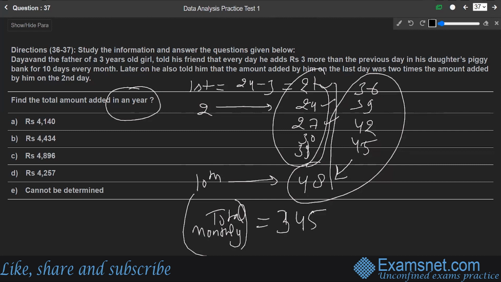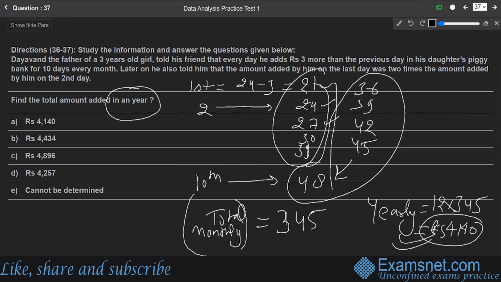And he's saying what is the amount added in a year. So if the monthly amount is 345, the yearly amount will be simply 12 times 345, because a year has 12 months. 12 times 345 is nothing but rupees 4140. So that is the final answer. Amount added in a year is simply 4140 rupees, option A.